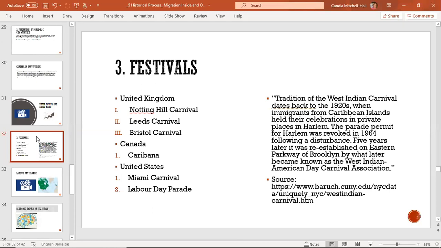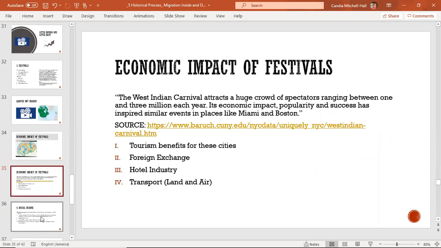And it is very important that these festivals have contributed significantly to the economy of the cities in which they are held. For example, some economic impact, the tourism. Once you know that it's Labor Day Parade, if you live in California or anywhere in the US, as far from New York as possible, you're going to find yourself in New York for Labor Day Parade.